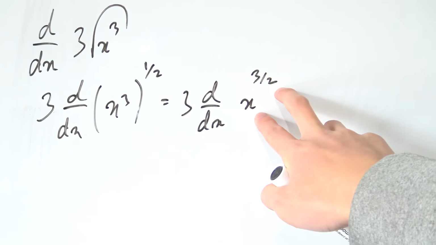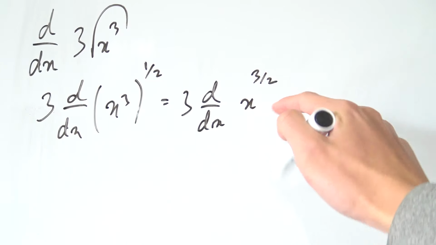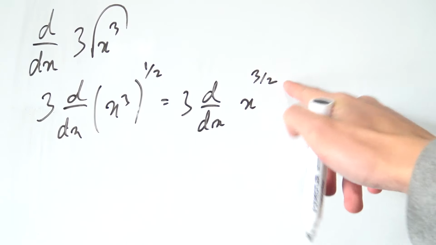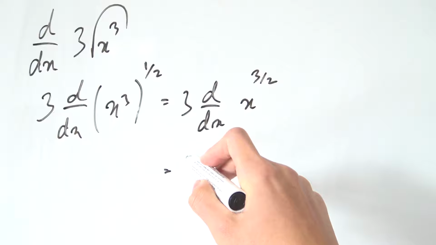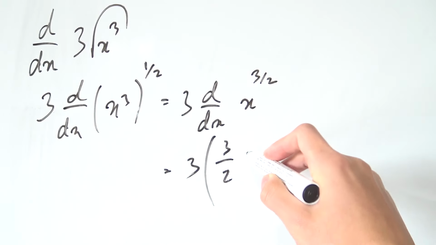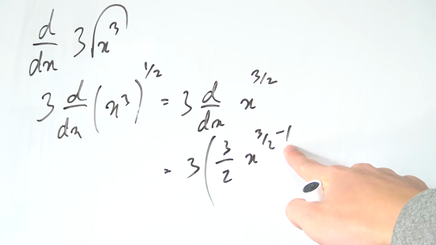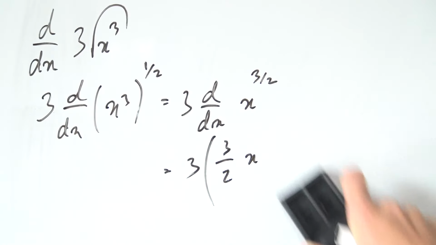And then here, notice we can use the power rule for that. So just bringing this power down to the front and then reducing the power by 1. What exactly are we going to get? Well, we're going to get 3, and then bring this power down to the front. We're going to get 3/2 x to the 3/2 minus 1. But notice 3/2 minus 1, that's exactly 1/2.